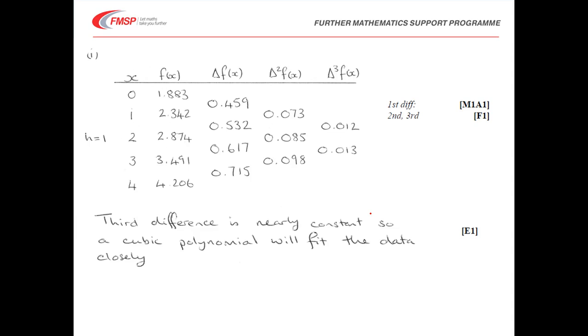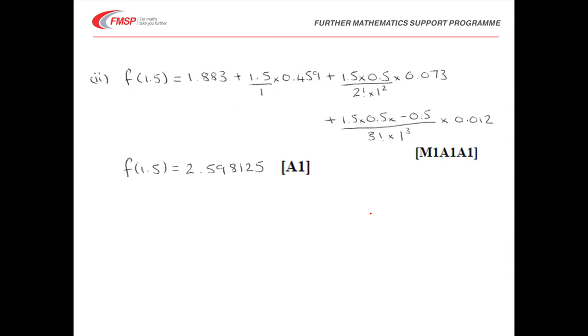The final thing is, you needed that explanation there. It wasn't good enough just to leave it as a table. You had to say that it's because the third difference is nearly constant, you can fit a cubic polynomial closely to it. So that's 1 mark for the explanation on that. For actually working it out, you got 1 mark for knowing to use the polynomial in the first place. And then you get an answer mark for, I would say, every pair of terms that you have there. So every pair of correct calculation terms that you've got in there, you get 1 mark. And finally, 1 mark for getting the answer correct.